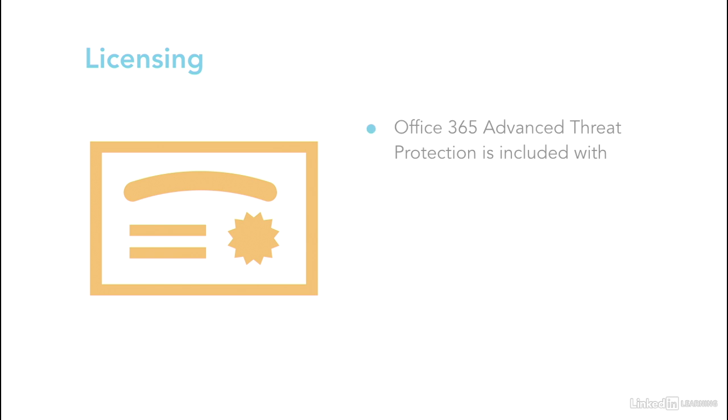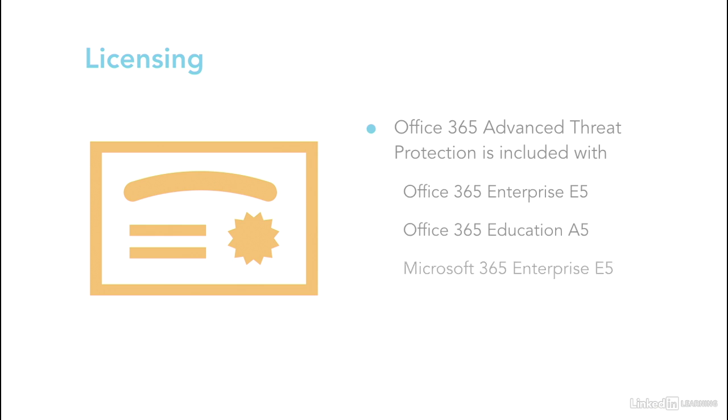Office 365 Advanced Threat Protection is included in Office 365 Enterprise E5, Office 365 Education A5, and Microsoft 365 Enterprise E5 subscriptions. However, if you currently have another Microsoft subscription, for example an Enterprise E1 or E3 subscription, or an Exchange Online Plan 1, then you should be able to buy ATP as a separate add-on. This can be done via your Office 365 Admin Center in the Billing and then Subscriptions area.